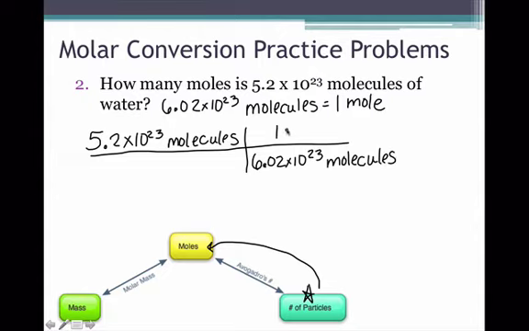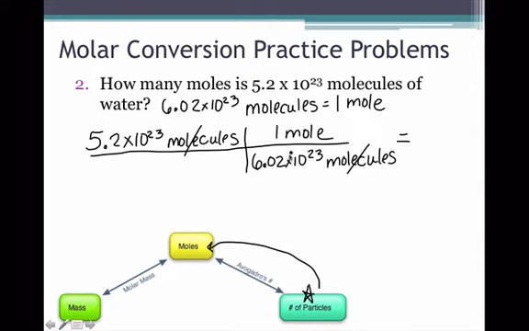And that is 1 mole on top. So those cancel. I take the 5.2 times 10 to the 23rd and divide by 6.02 times 10 to the 23rd. Punch this into your calculator and make sure you get the right answer.